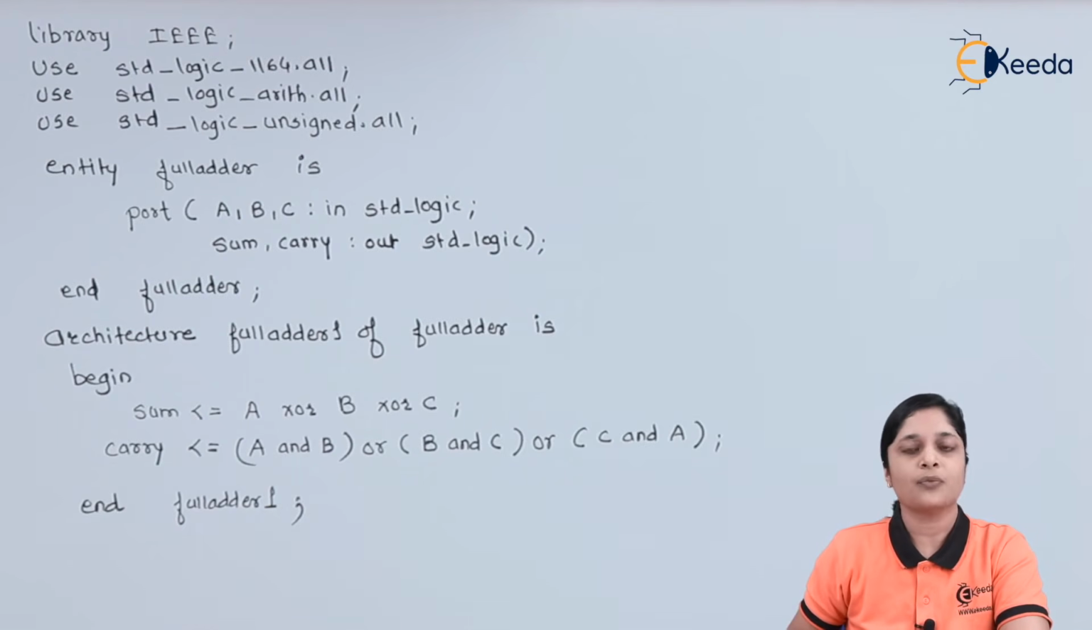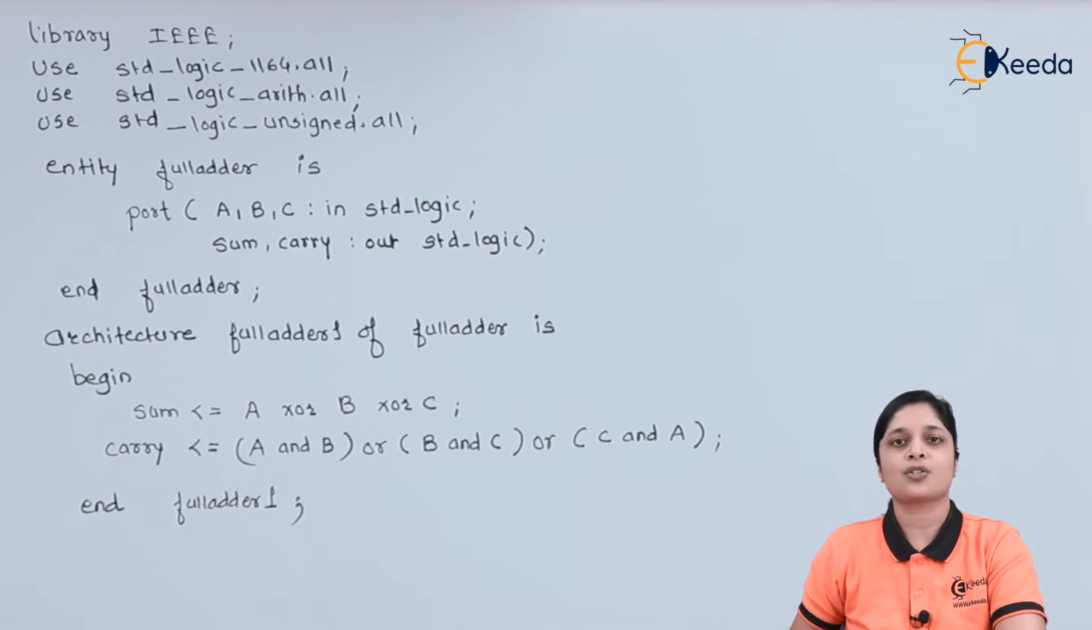This is all about the VHDL code for implementation of the full adder using data flow modeling.